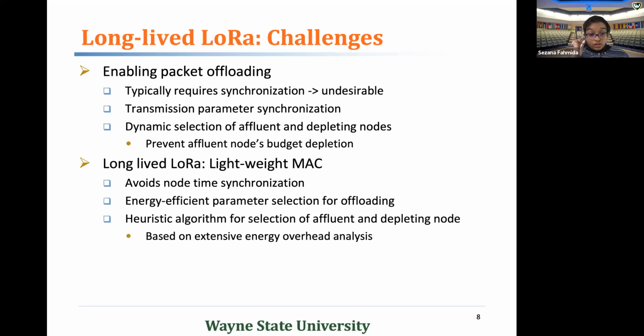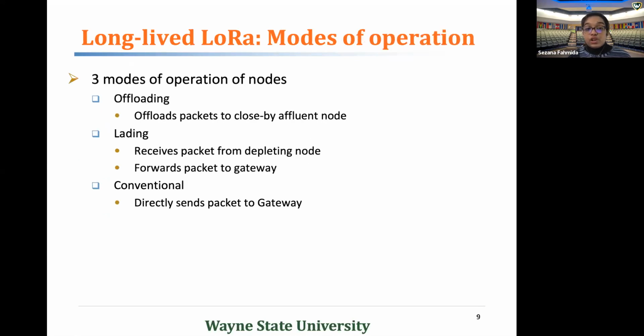Our approach, called Long-Lived LoRa, is a lightweight MAC, which avoids node time synchronization, and it selects energy efficient parameters for offloading. We also provide a heuristic algorithm for selecting affluent and depleting nodes in the network. This is done based on extensive energy overhead analysis. So now let's look deeper into our approach.